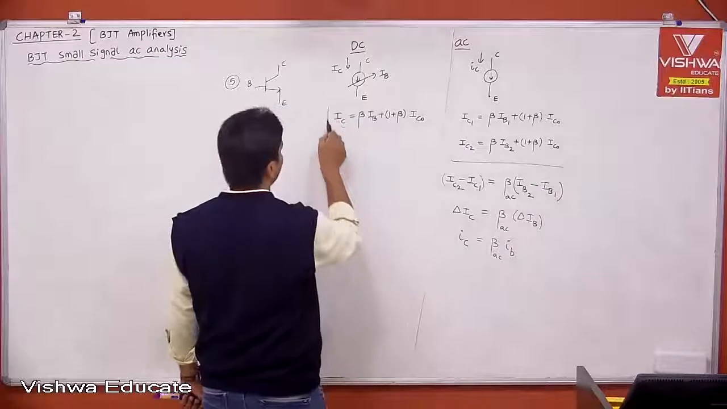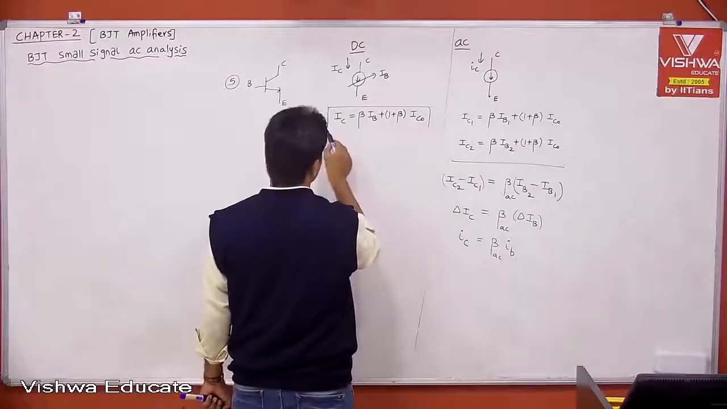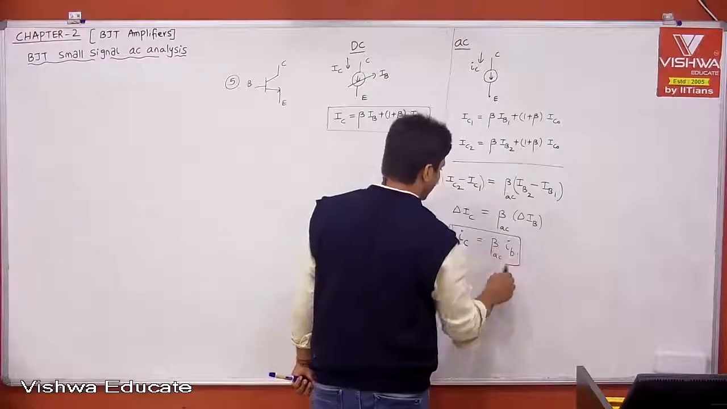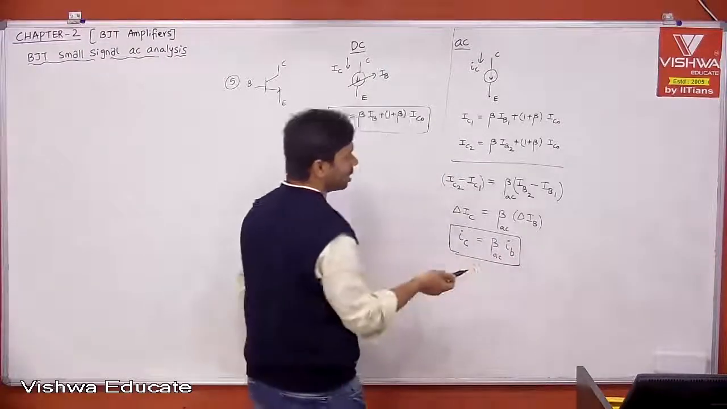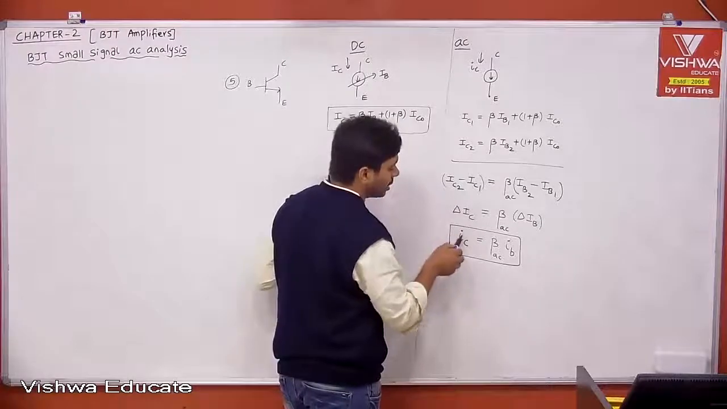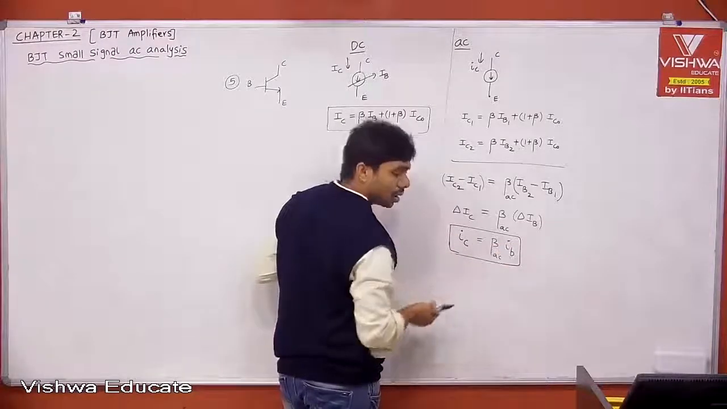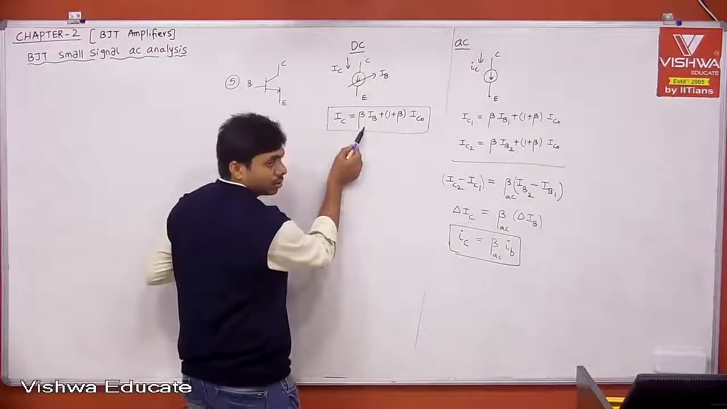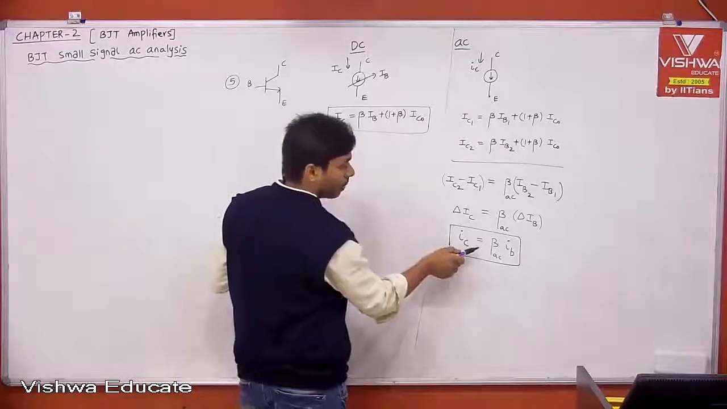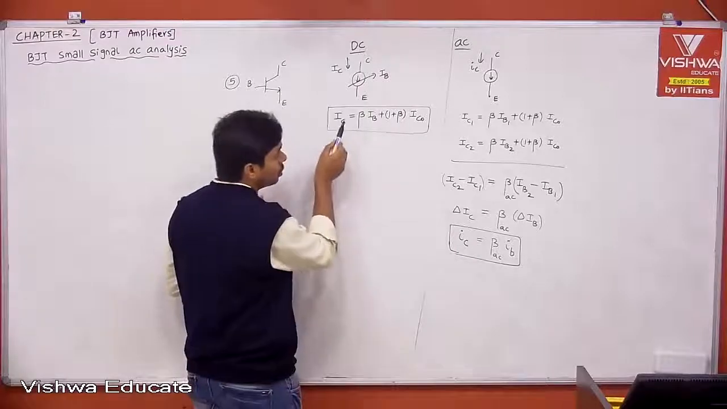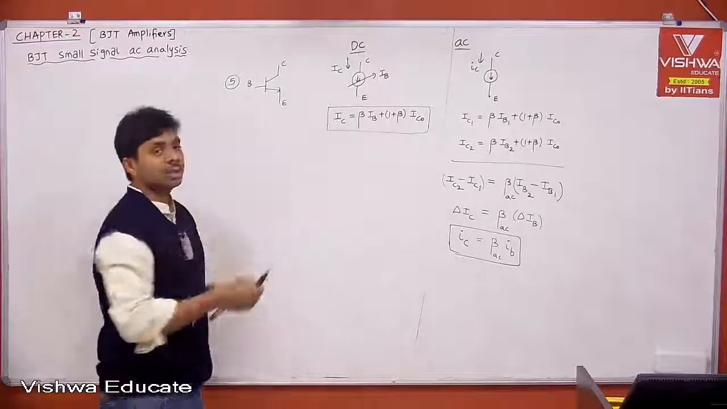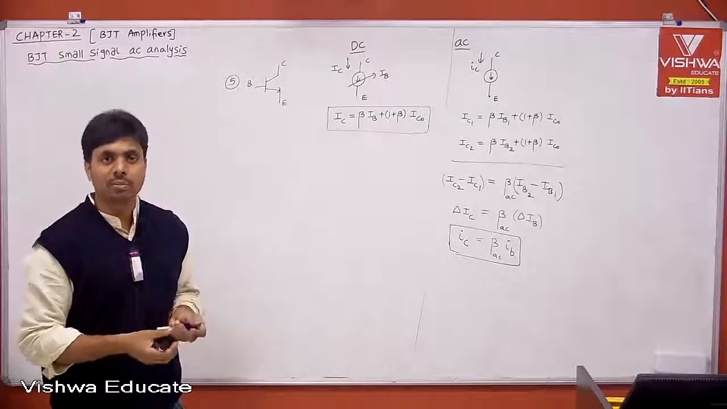This is your DC equation for DC analysis, and this is your AC equation for AC analysis. In AC analysis we are looking for the change in IC because of the change in IB. Therefore, for AC analysis we should not use this equation; we should use this equation. For DC analysis we should use this equation, not that one. There is a difference between DC and AC, and that is very important.